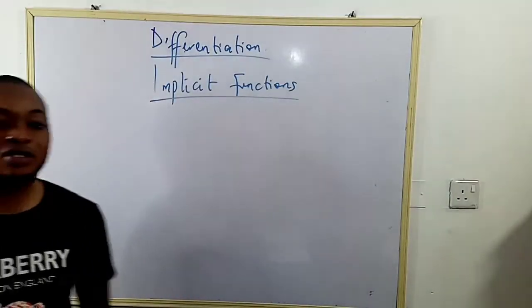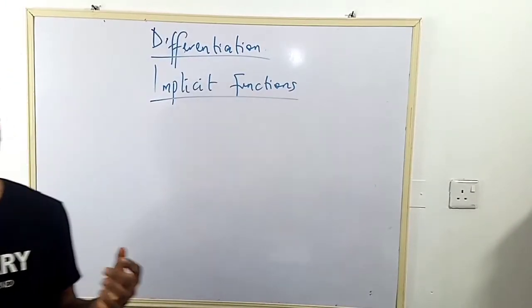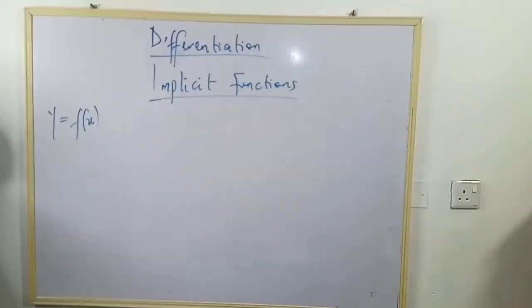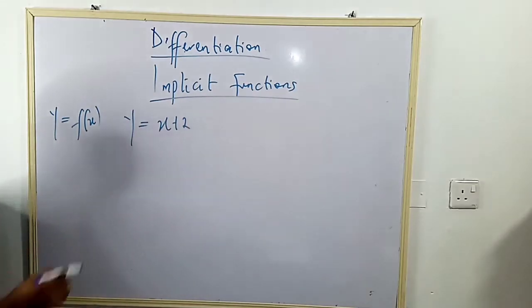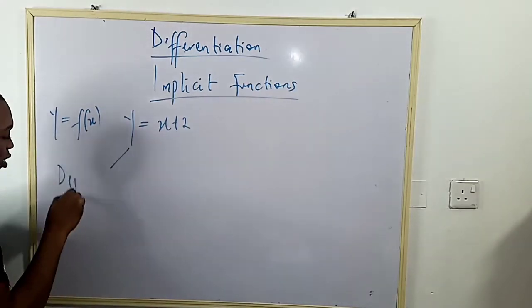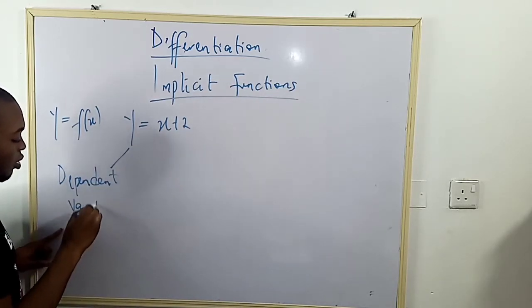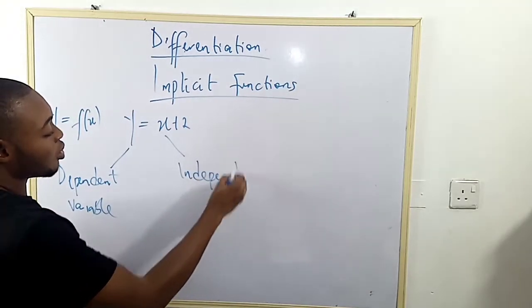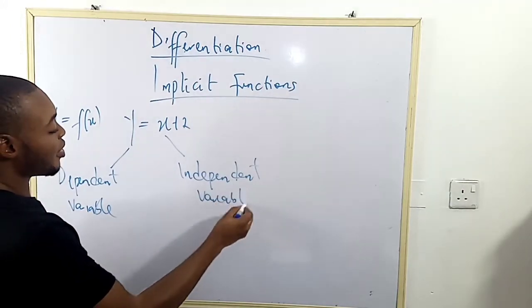All the techniques of derivatives that we've been dealing with right from the beginning of this class will only be dealing with explicit functions. That is, y is explicitly a function of x. This is an explicit function. So you have y equals x plus 2. In this case, we call y the dependent variable, and we call x the independent variable.